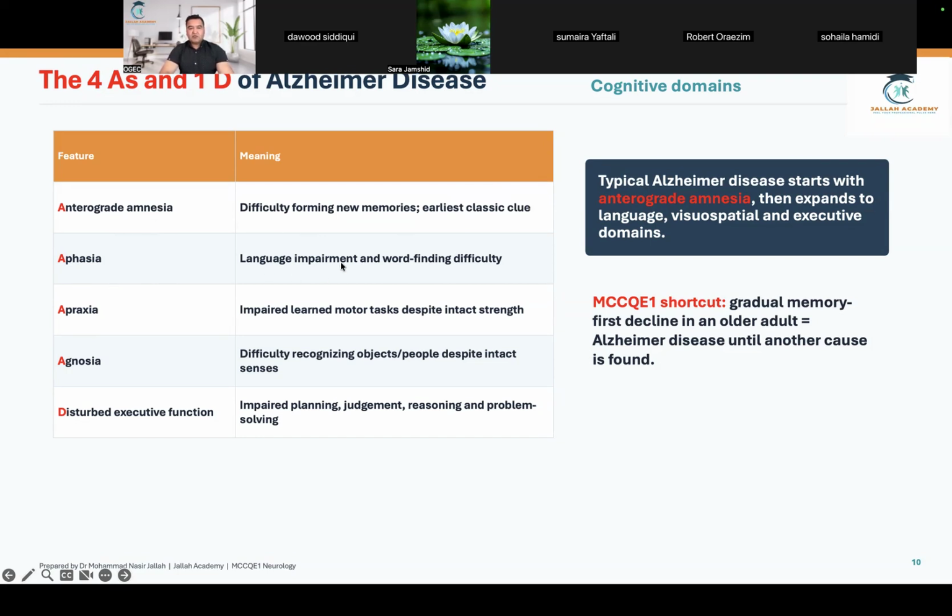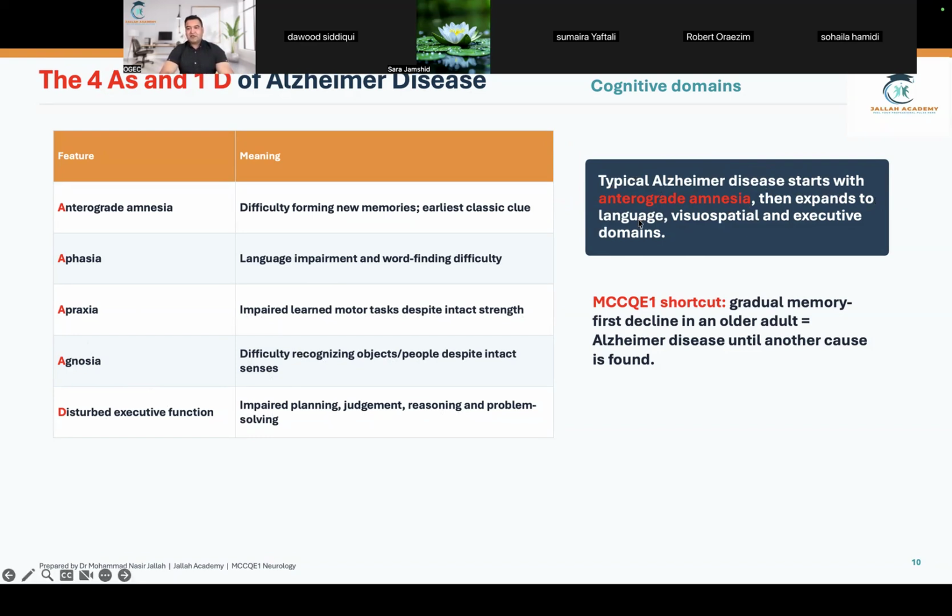Aphasia, language impairment and word finding difficulty. Apraxia, impaired learned motor task despite intact strength. Agnosia, difficulty recognizing objects, people despite intact senses. Disturbed executive function, impaired planning, judgment, reasoning, and problem solving. So typical Alzheimer starts with anterograde amnesia. See, again, I insist on this because it is very commonly tested.